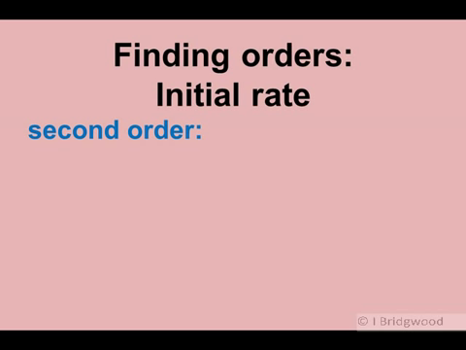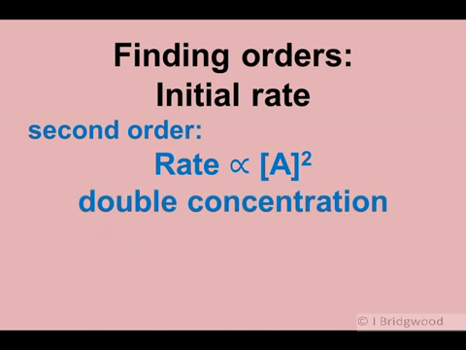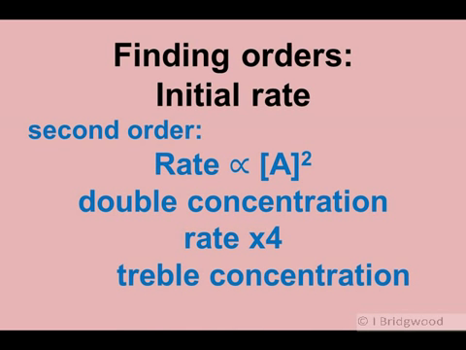So if we compare again two runs in the experiment where we are keeping the concentrations of all the reagents constant apart from the concentration of A, if it comes out to be a second order reaction, we can expect that if we double the concentration of A between the two runs, the initial rate is going to increase by a factor of 4. And if we treble the concentration of A, then the rate is going to increase by a factor of 3 squared, 9.